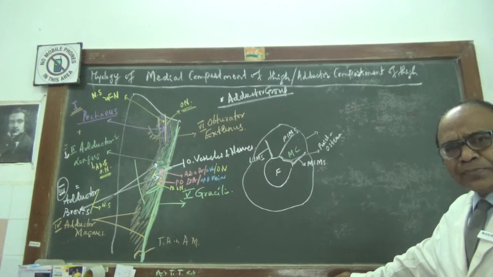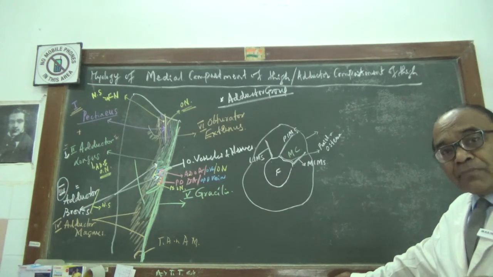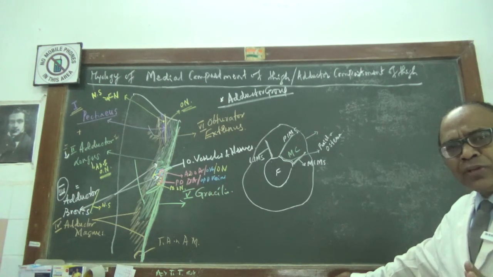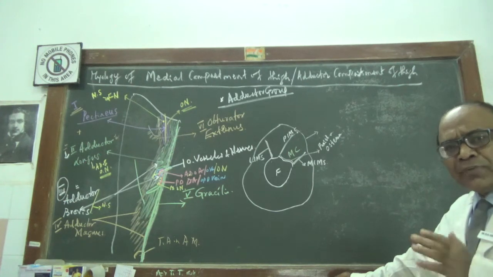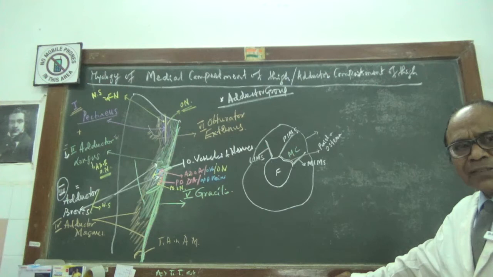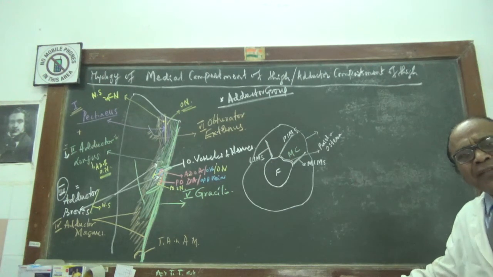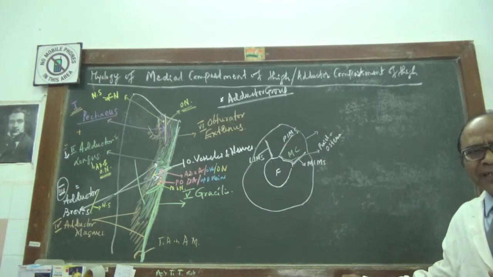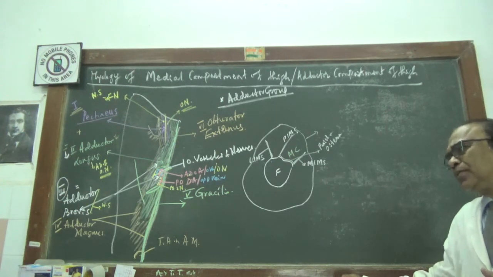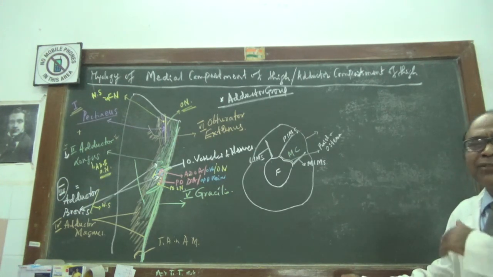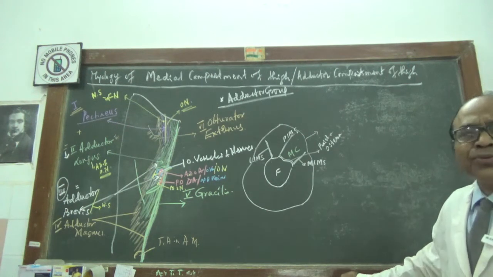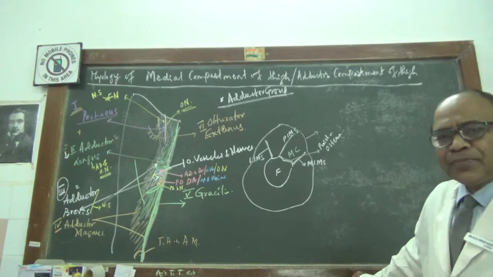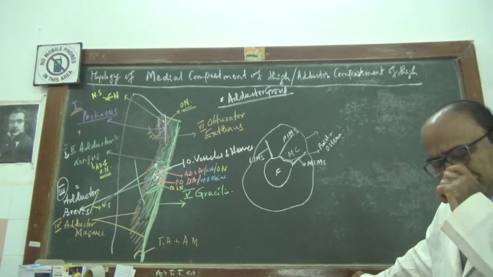The adductor magnus forms not only the adductor group, but it also belongs to the muscles of the posterior compartment of the thigh, only through its vertical fibers, or what we call the posterior fibers of the adductor magnus. These are in the posterior compartment, whereas the rest of the fibers belong entirely to the adductor compartment of the thigh.